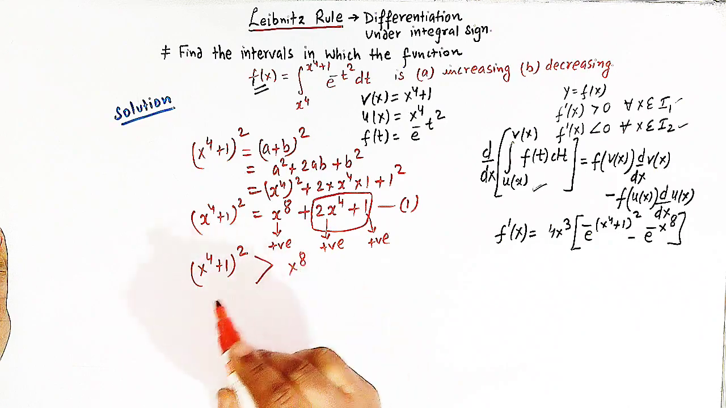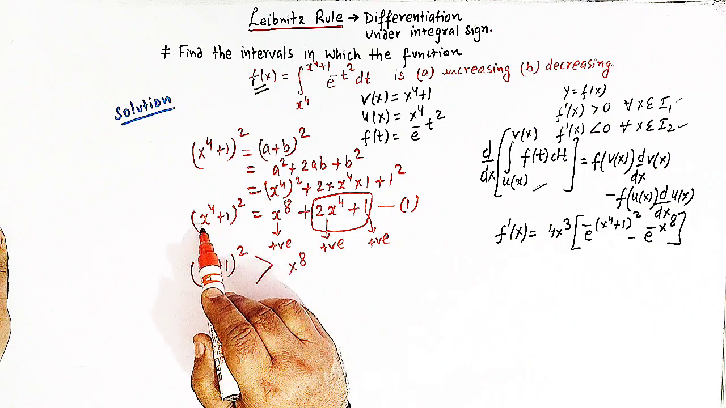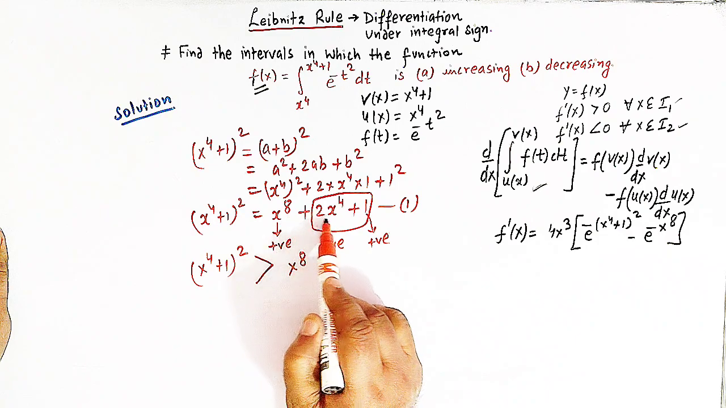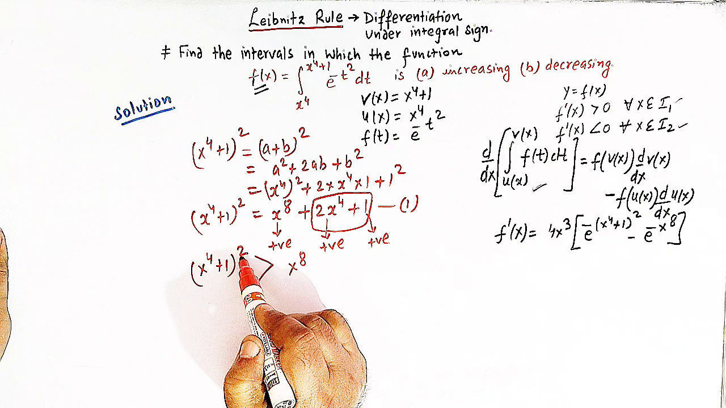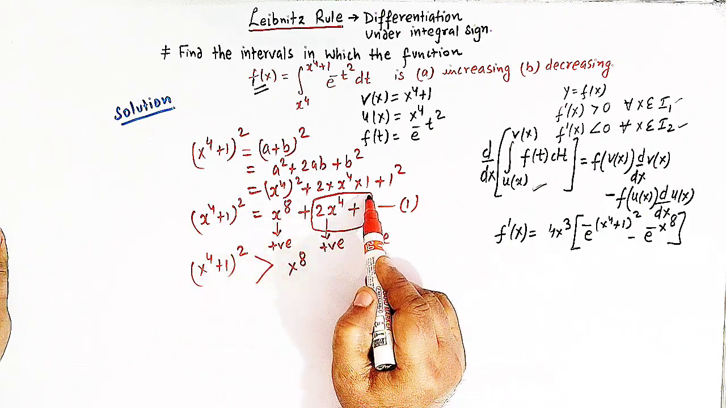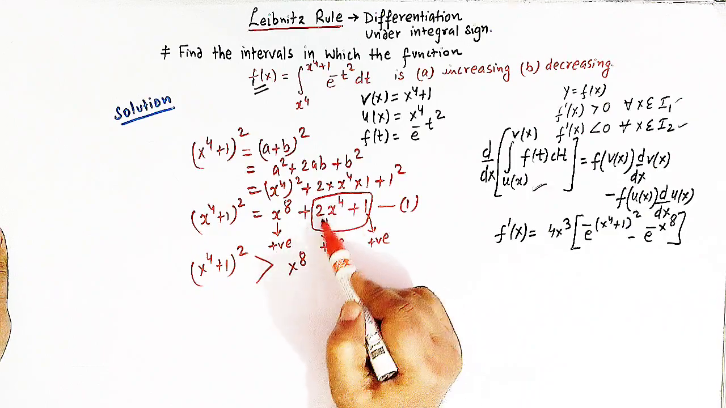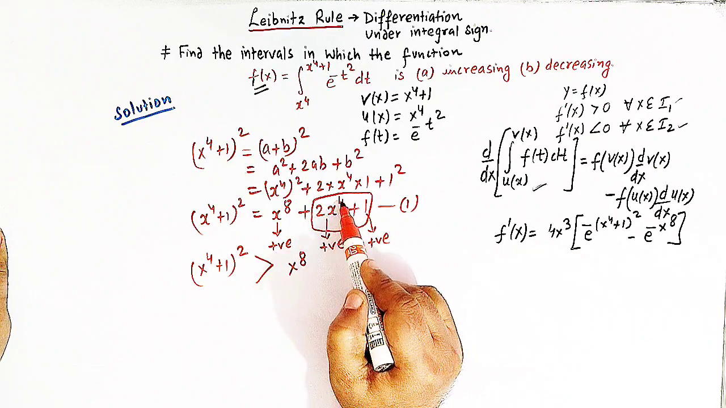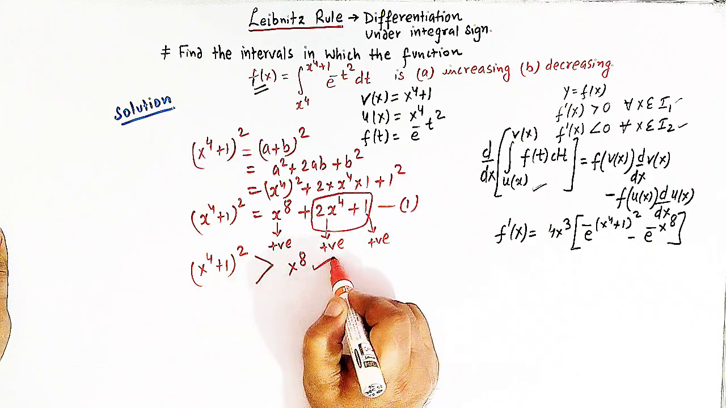So this is an important step in this problem, right? So let us revise it. So x raised to 4 plus 1 whole square is equal to this expression, right? So x raised to 4 plus 1 square is always greater than this term x raised to 8, because this is the excess term, right? So this is the extra term, and this term is always going to be positive, 2x raised to 4 plus 1, right? So now we have this inequality.